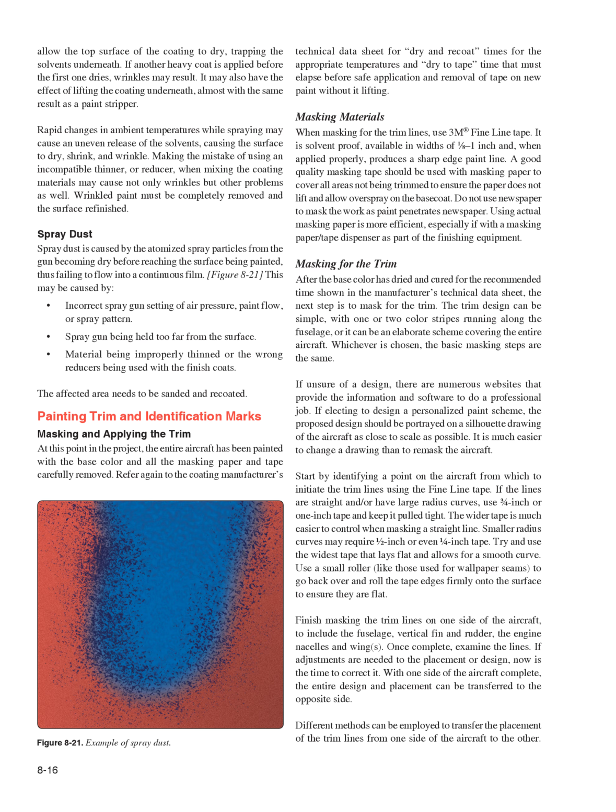Masking for the trim after the base color has dried and cured for the recommended time shown in the manufacturer's technical data sheet. The next step is to mask for the trim. The trim design can be simple, with one or two color stripes running along the fuselage, or it can be an elaborate scheme covering the entire aircraft. Whichever is chosen, the basic masking steps are the same. If unsure of a design, there are numerous websites that provide the information and software to do a professional job.